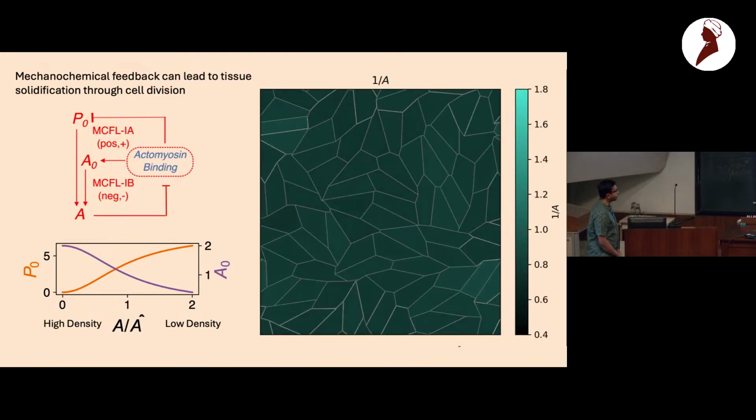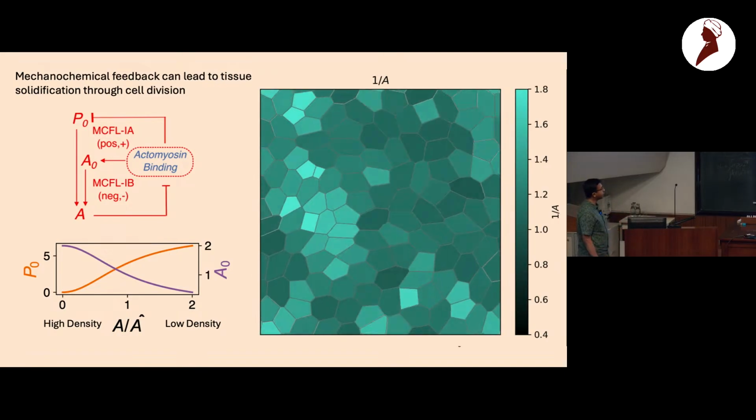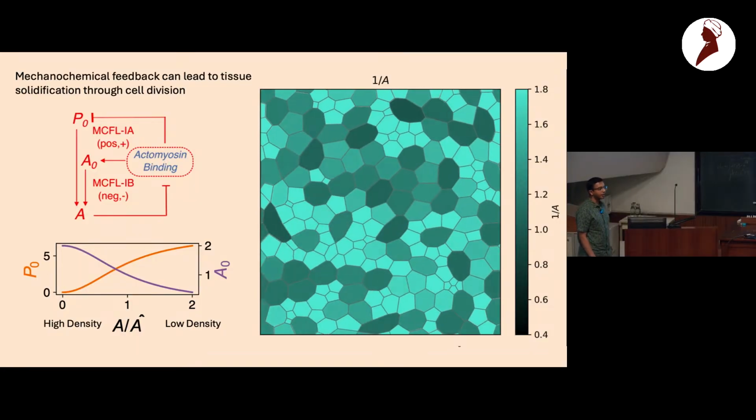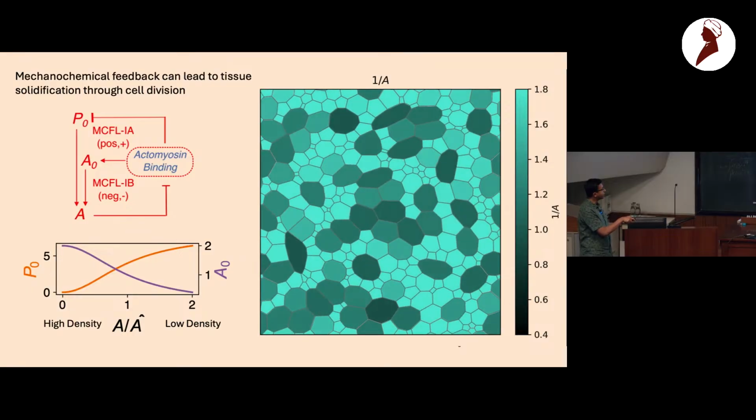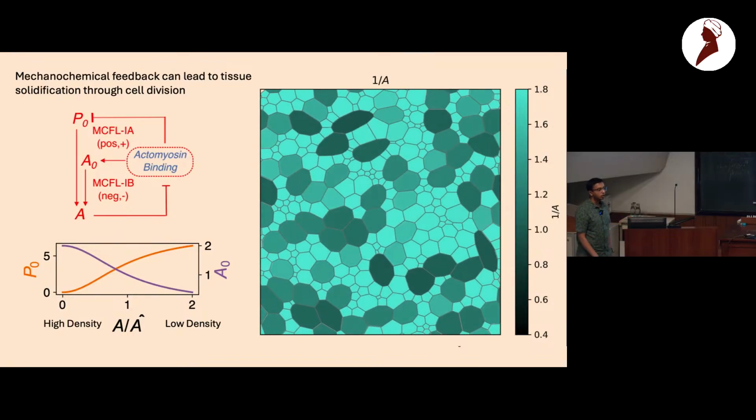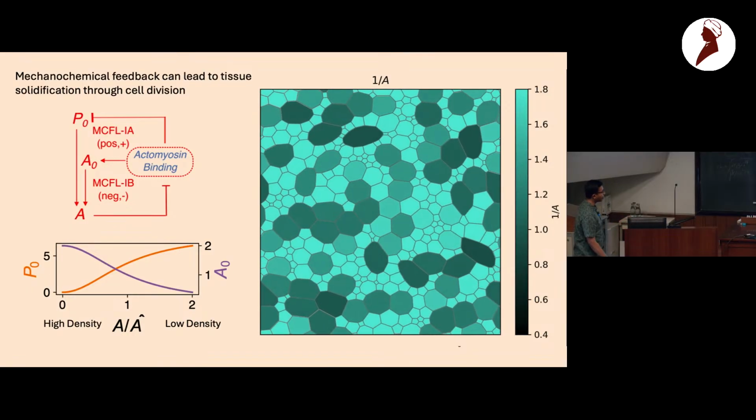And this is the result. Here, as you can see, instead of fluidizing like before, it has become quite solid, and there are, as you can see, large as well as small cells in the system.